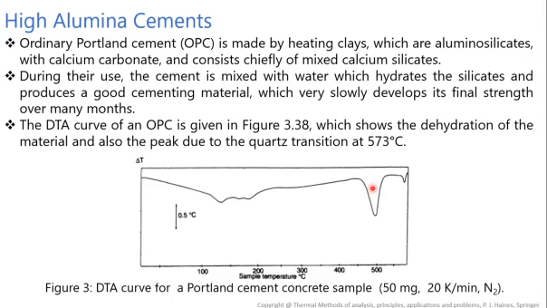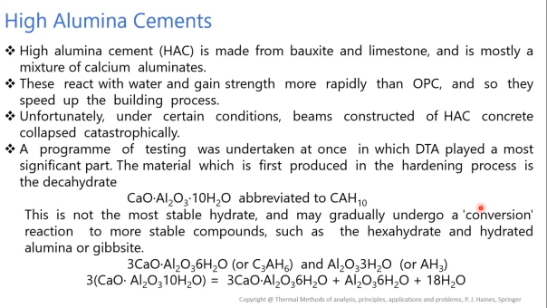The DTA curve of a particular ordinary Portland cement is given in figure 3, which shows dehydration of the material and also a peak due to a fast transition which occurs at 573. This is the DTA curve for the Portland cement concrete sample, taken at 50 mg and a heating rate of 20 Kelvin per minute. So these are the curves for this particular alumina cement.